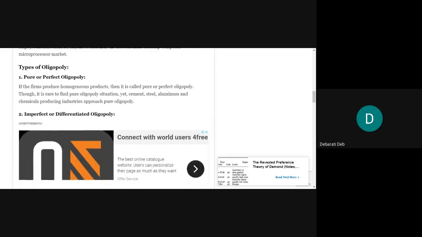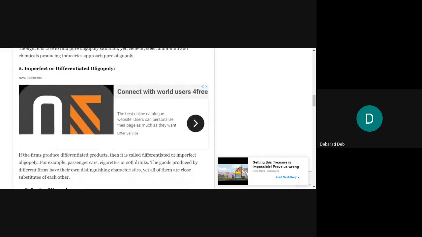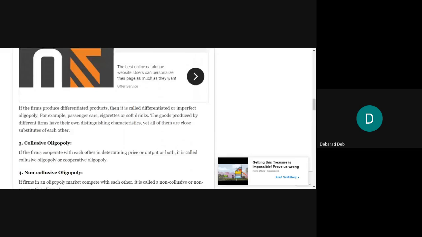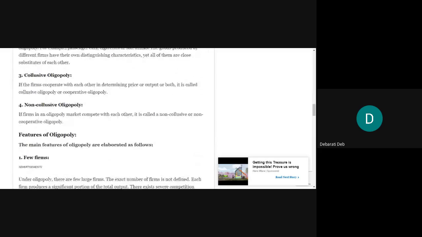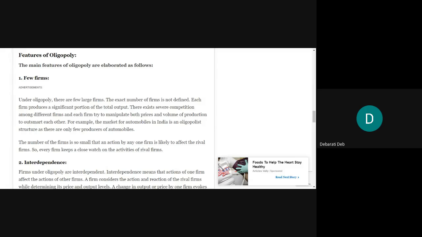So there are different types which are there in the link. You can go through them. That is not much important, so I'm not going into detail of it. But features of oligopoly is very important, okay. This link will be there in Moodle after this class, so you can go through this link and read the different types of oligopoly. I will not explain in the class.